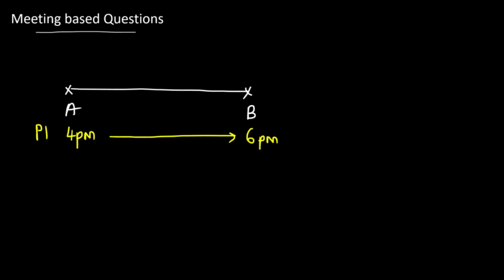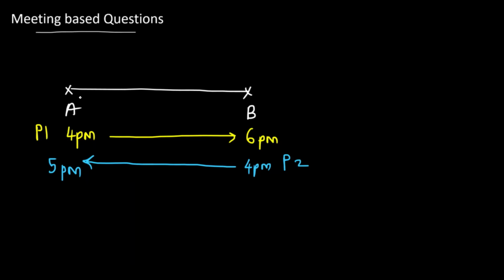Alright, say we have 2 points A and B. Now person 1 starts from point A at 4 p.m. and reaches point B at 6 p.m. Person 2 starts from point B at 4 p.m. and reaches point A at 5 p.m. Now we need to find out when they will meet and where they will meet. Now you can find where they will meet if the distance between A and B is given. Alright, now let's get started.